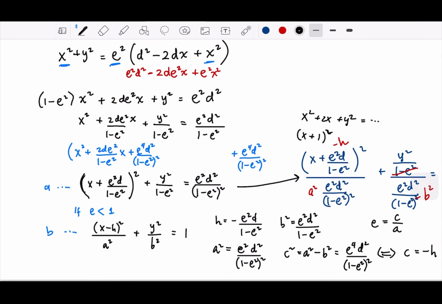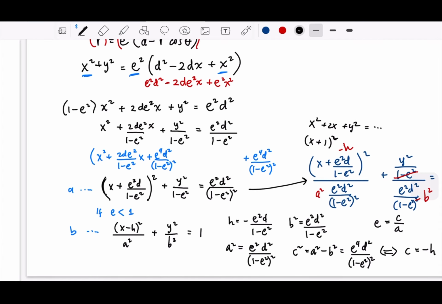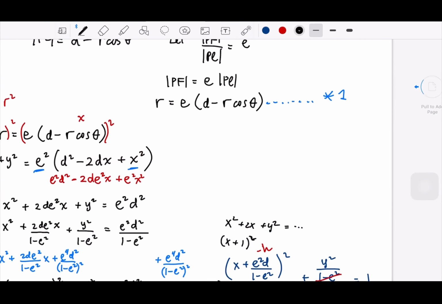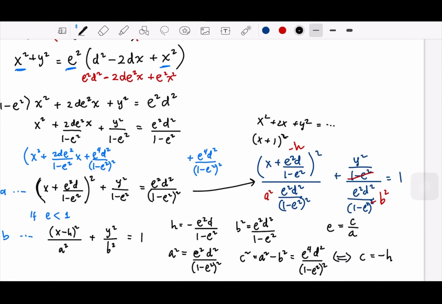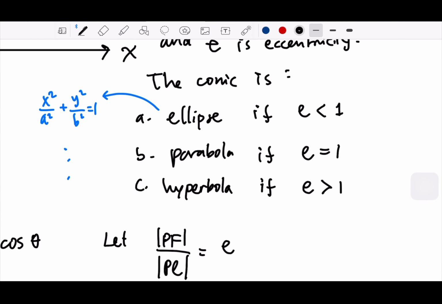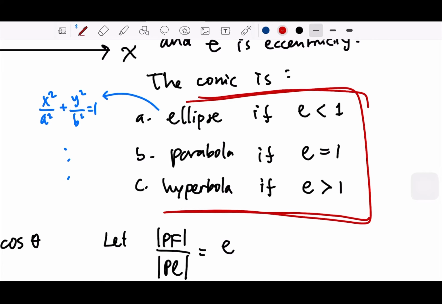Okay, but the most important thing is, aside from how to notice these three terms here, by the end of the day in our conic sections, if we are looking at e, we can determine whether it's an ellipse, parabola, or hyperbola by looking at e.